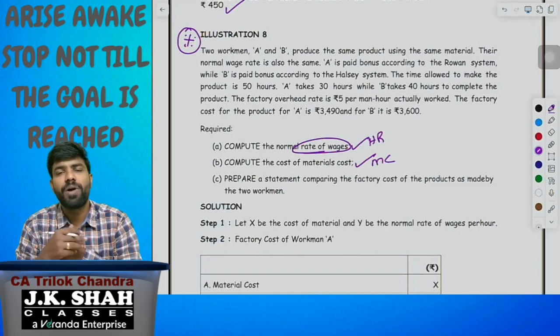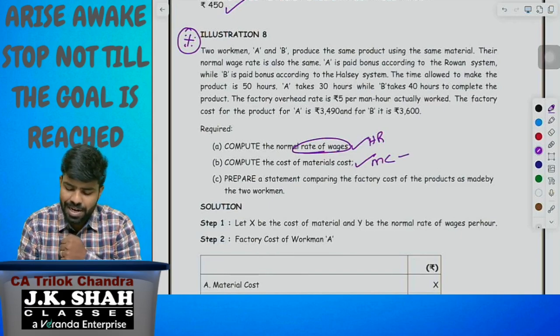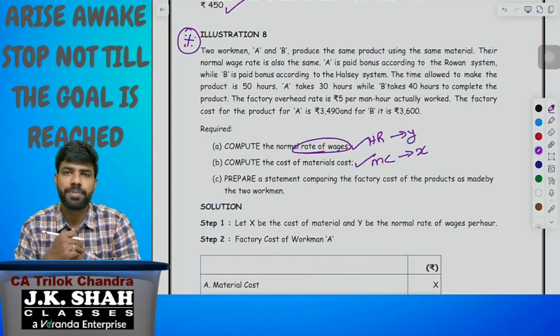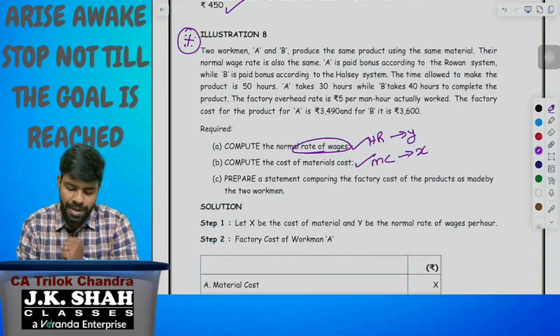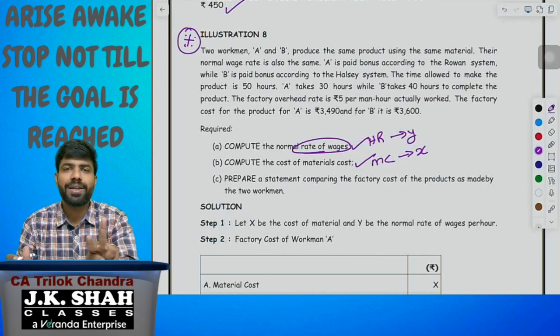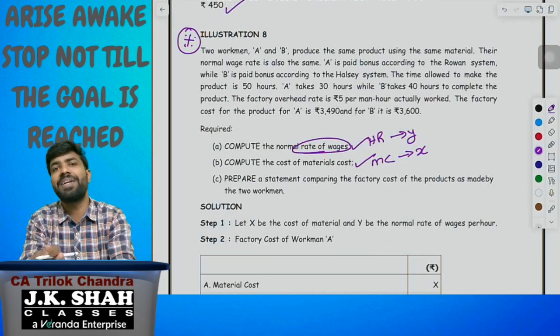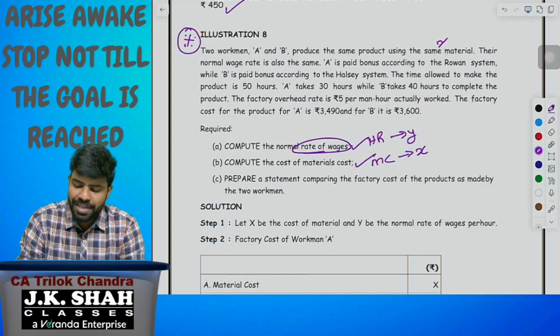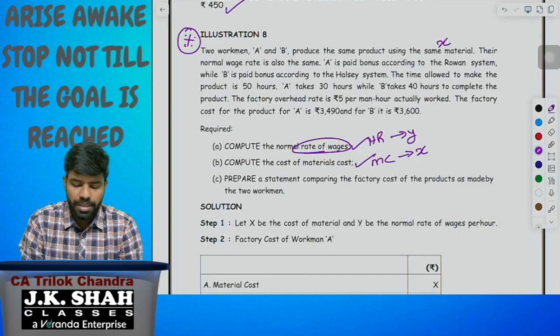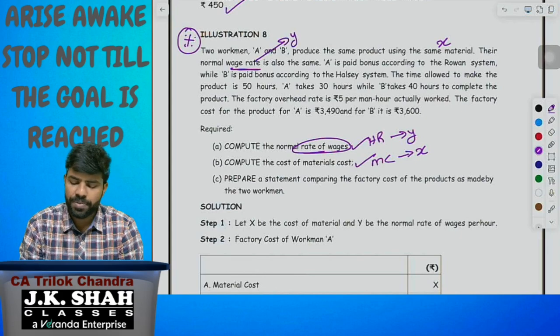What I recommend in this question is to take material cost as X and hourly rate as Y. They have given you the factory cost. Look at the question: two workmen A and B produce the same type of product using the same material. If the material is the same, the material cost will be the same, so we take it as X. Their normal wage rate is also the same, and we take that wage rate as Y.